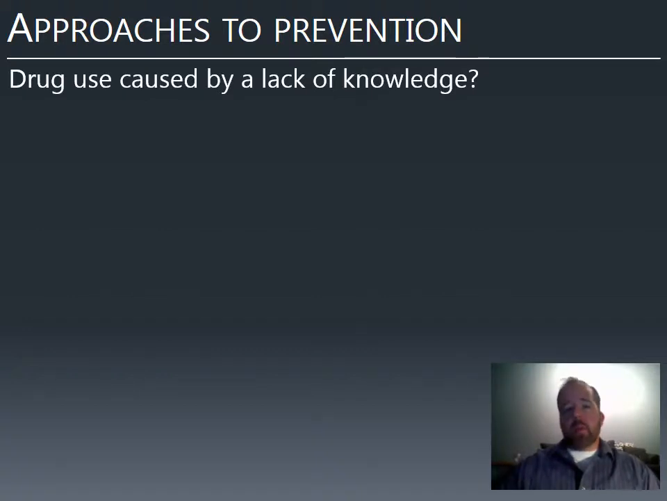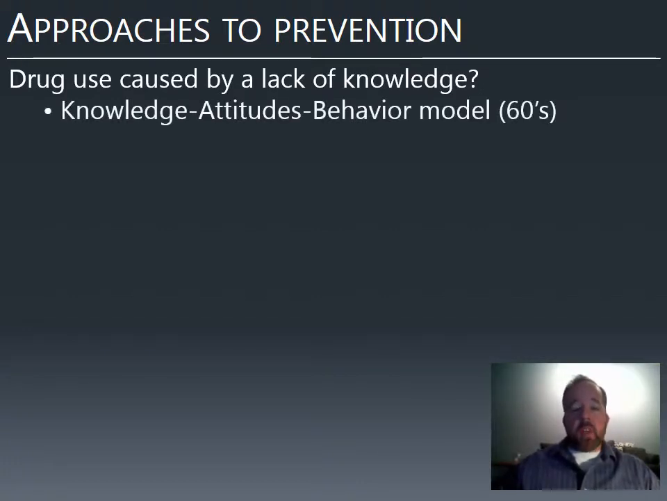That is, that people started using drugs and abusing drugs because they weren't aware of the consequences of drug use. This is what's often known as the knowledge, attitudes, behavior model that was promoted in the 1960s as a response to the rise in drug use and recreational drug use that was seen in the 1960s. The idea here is that if you change someone's knowledge, you emphasize the negative consequences of drug abuse, so they didn't know them before, that'll change their attitude toward drug use, and that'll consequently change their behavior.